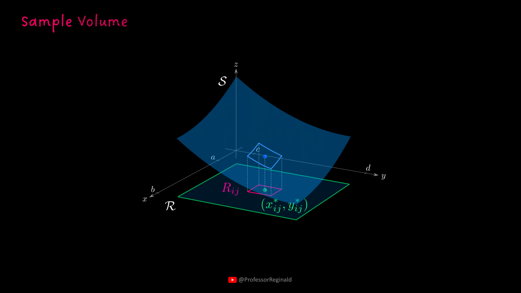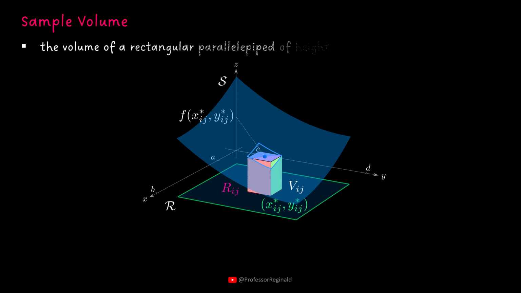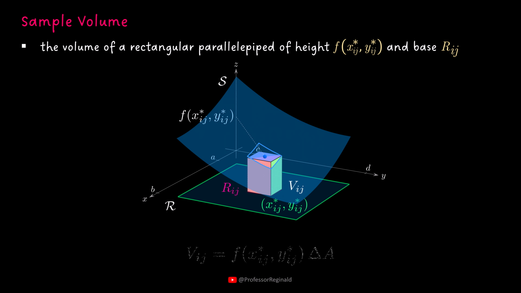Sample volume. For a function of two variables, an elemental volume is approximated as the volume of a representative rectangular parallelepiped whose base is a subregion of the region of integration. The height of the rectangular parallelepiped is determined by the value of the function at the sample point. So a sample volume is the volume of a rectangular parallelepiped whose height is the value of the function at the sample point. So the volume of the rectangular parallelepiped is the product of its height and the area of the subregion.